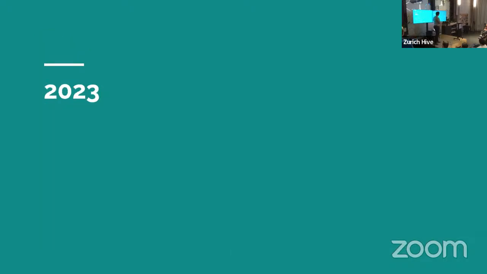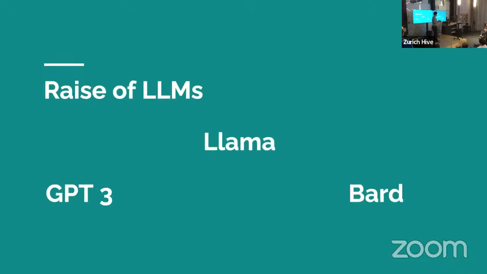And when I take you to a story, I want to take you back to 2023. We saw a rise of LLMs like GPT-3 from OpenAI, Llama from Meta, or BART from Google. And these LLMs started to be more and more useful. We started to see a lot of use cases actually developed, with companies using this successfully.